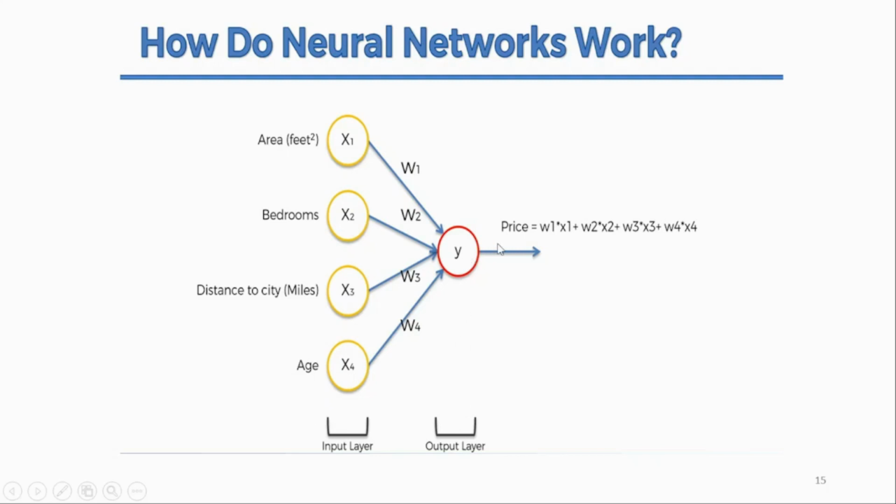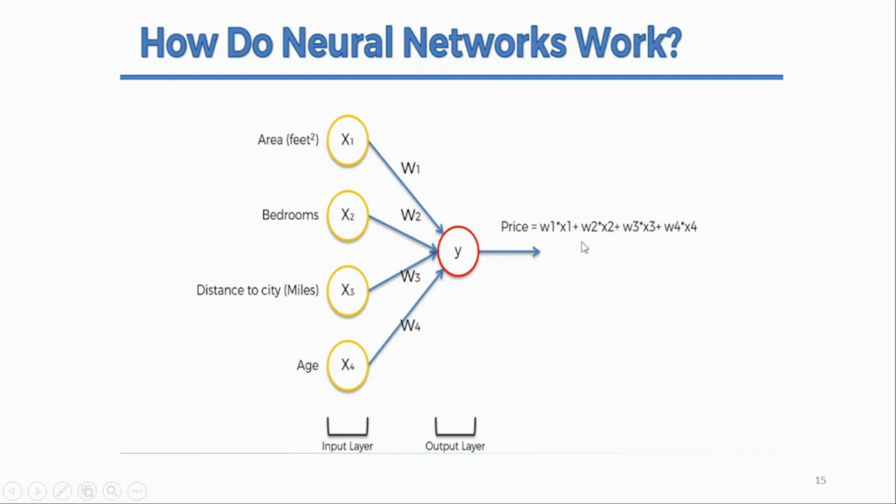Now, if there are only two layers, the input layer and the output layer, with no hidden layers, then the price will be predicted as weight 1 multiplied by x1, meaning how much weight is given to this input, plus weight 2 multiplied by x2, the number of bedrooms, and the weight assigned to the number of bedrooms. For example, if the number of bedrooms is 5, then the maximum weight will be given. If the number of bedrooms is 3 or 2, then the minimum weight will be given.